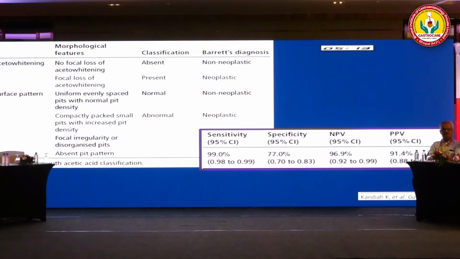Now, how good is this acetic acid technique? We find that when we put acetic acid, if there is neoplasia, there's a focal loss of acetowhite. So that area doesn't take up the whiteness, or it disappears, or the surface pattern is irregular, then you say that this is a suspicious area and is likely to be neoplastic. If you look at the sensitivity, specificity, and negative predictive value, pretty high. So I think this should be a part of routine clinical use, because acetic acid is extremely cheap, easy to use, and you can get fantastic information by using it.